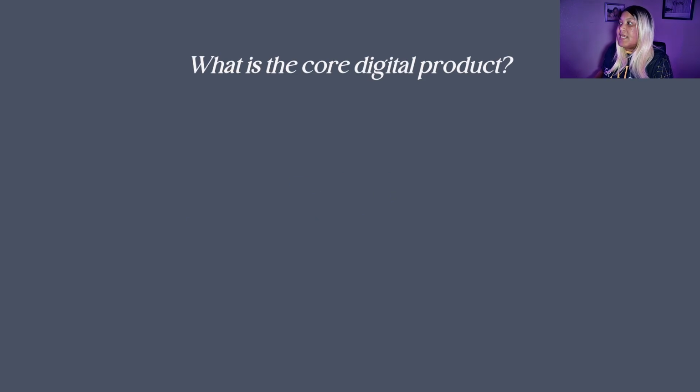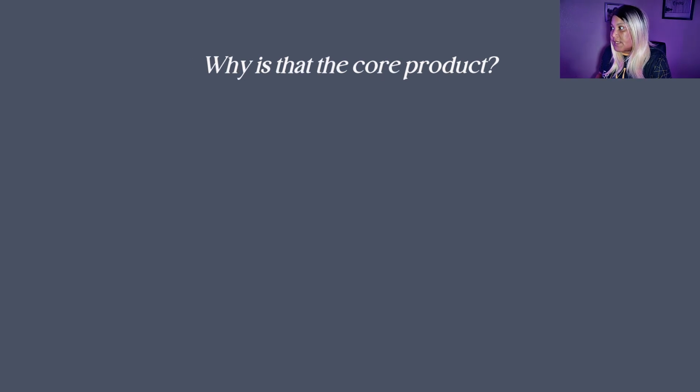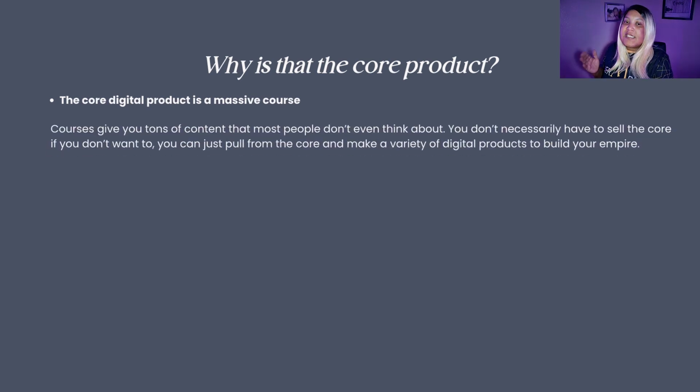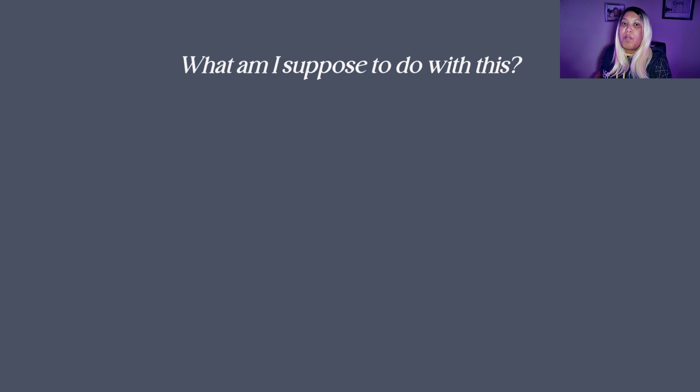But what is the core digital product? It's a course. The core digital product is a course. Now, why is that the core digital product? It's a massive course. Courses give you tons of content that most people don't even think about, because they think about the course as just being the course. But you don't necessarily have to sell the core product if you don't want to. You can just pull from the core and make a variety of digital products to build out your empire. We go over that in Creation OS, where we build out what's called product splinters.